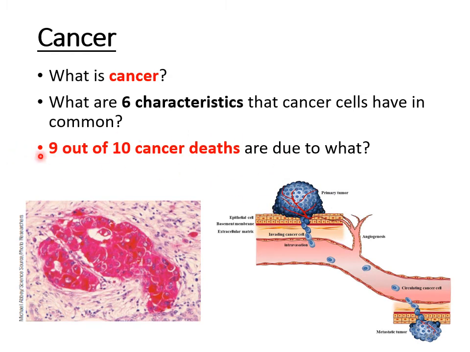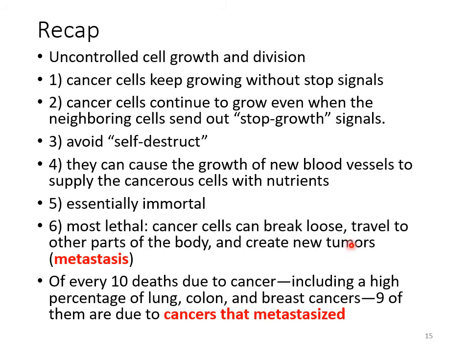And so when I say 9 out of 10 cancer deaths are due to what? It's due to the cancer having metastasized. So unfortunately, once it gets to that stage where it's become metastatic, it is usually too late to do anything for the patient. Now, as promised, here is a recap, including the definition of cancer, the 6 characteristics that cancer cells have, and then highlighted the aspect of metastasis and how that's the main cause of cancer deaths.